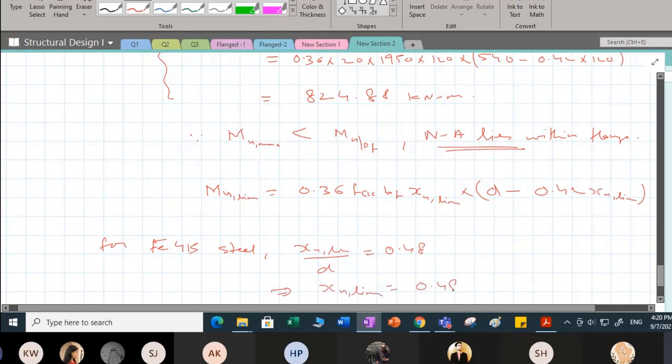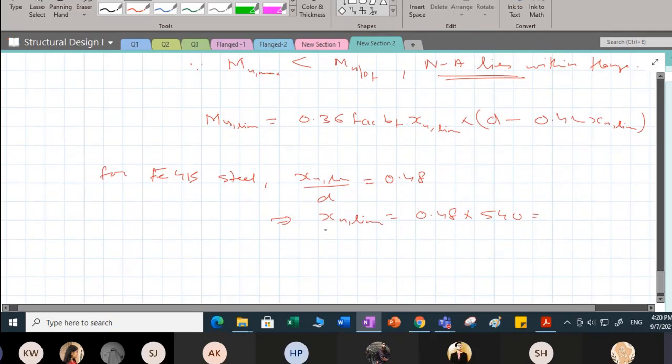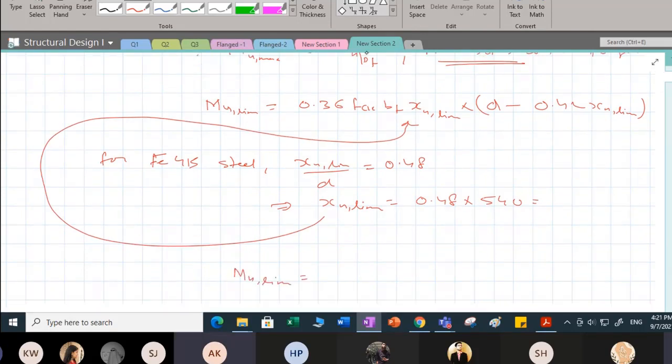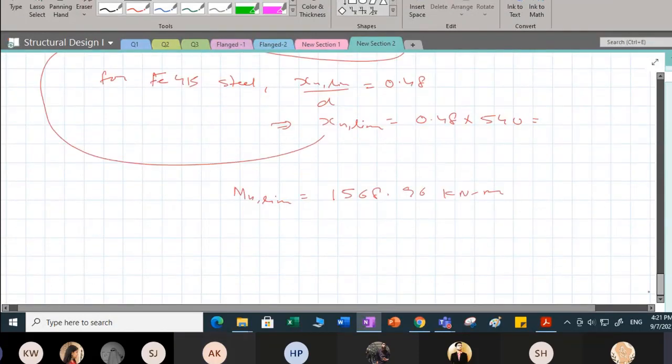Xu,lim is going to be 0.48 into D, which is 540. Substitute this Xu,lim value over here and give me the value of Mu,lim. 1568.96 kilonewton meter. So you can see, since Mu max is less than Mu,lim, design a singly reinforced section.